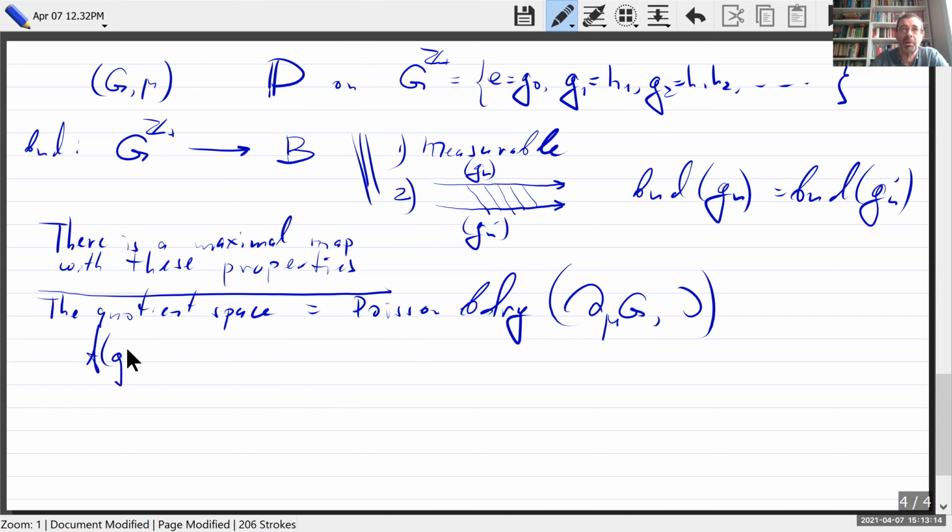F of g is equal to the integral of the boundary values with respect to the corresponding translate of the harmonic measure. So this is how we, given a certain boundary function, obtain the associated harmonic function inside the group. Now, how does it work in the opposite direction?